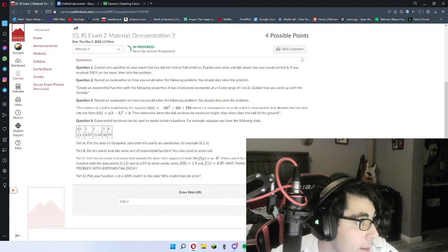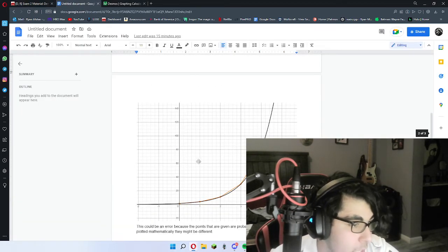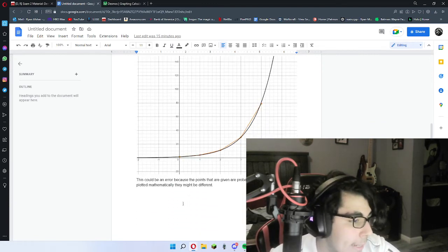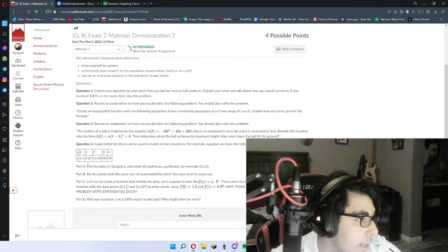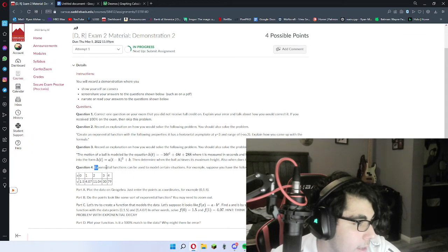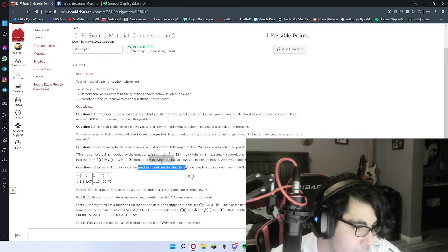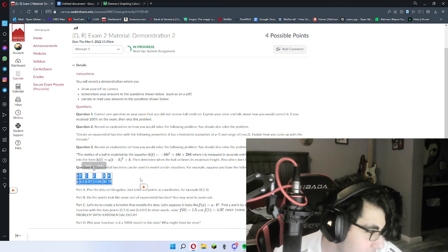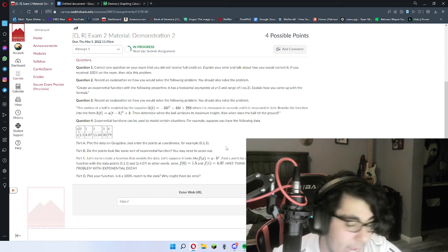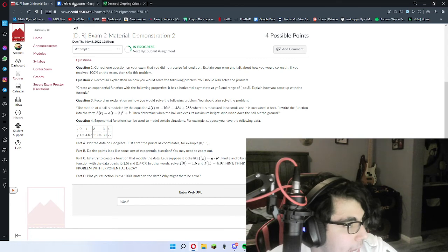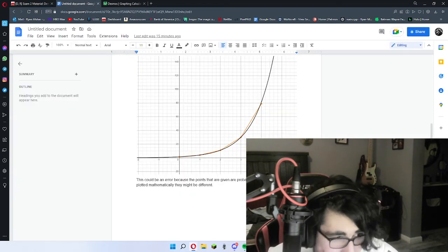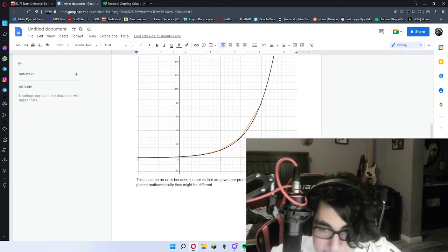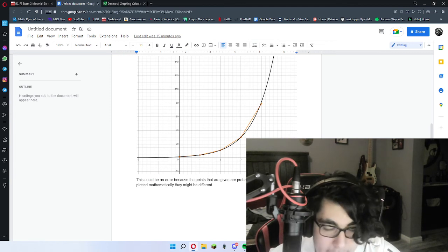Then: plot your function, does it 100% match the data? Why must it be an error? It is not 100%. It's very close. And I said it's an error because at the very start of the question it says it can be used to model certain situations. So I'm guessing these points are from a real life situation, and what I did was mathematically solve it. So in real life it's not always going to be exact, but when you plot it mathematically, it's exact.